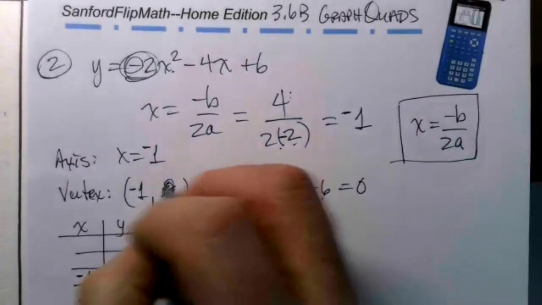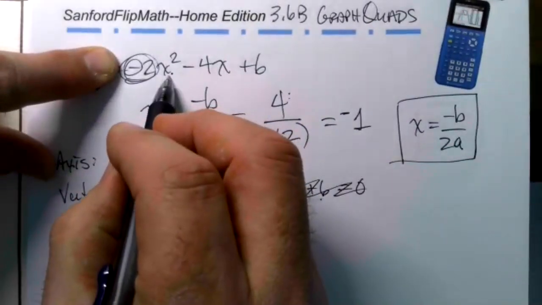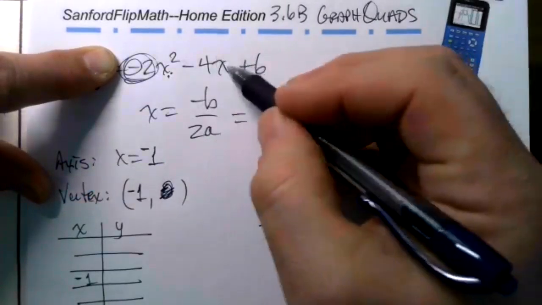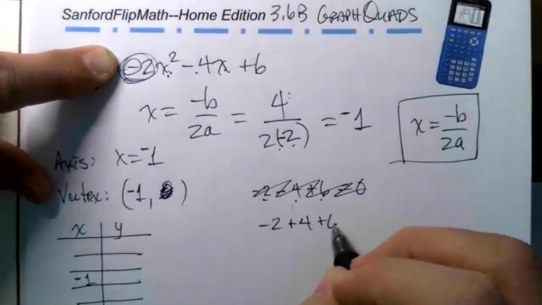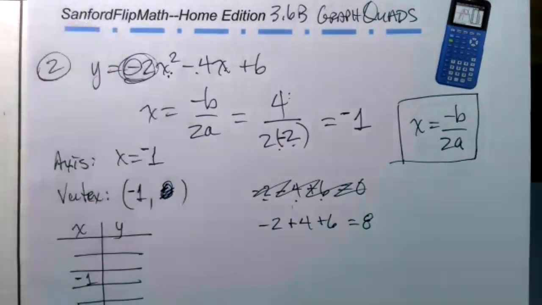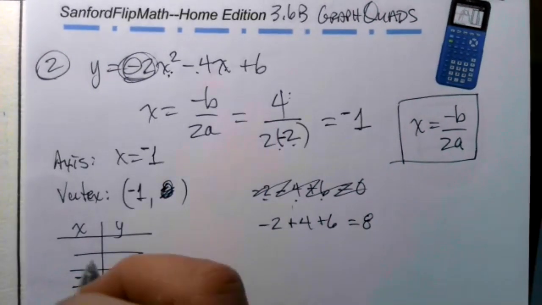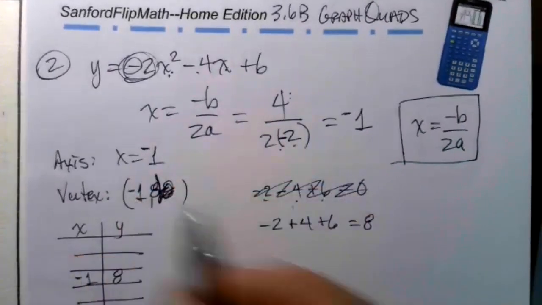So this is not 0. Let's try that again. Negative 2 times negative 1 squared. Negative 1 squared is 1 times negative 2 is negative 2. Negative 4 times negative 1 will make this a plus 4 plus 6. So this becomes, it's an 8. Yep, cool. All right, so this is really 8. So the vertex is at negative 1, 8.